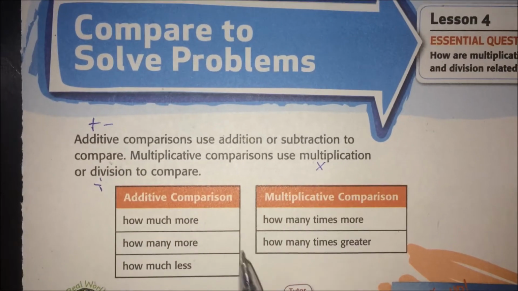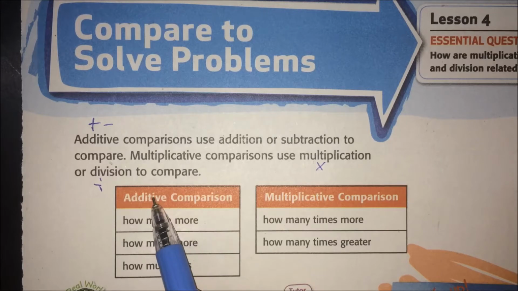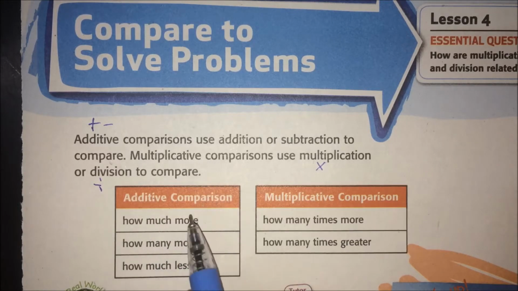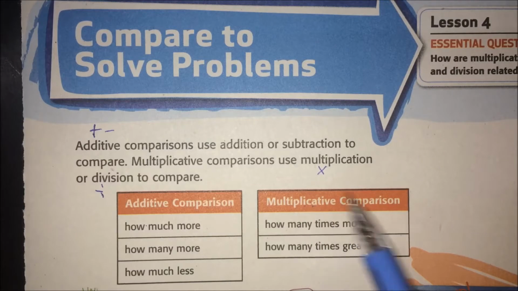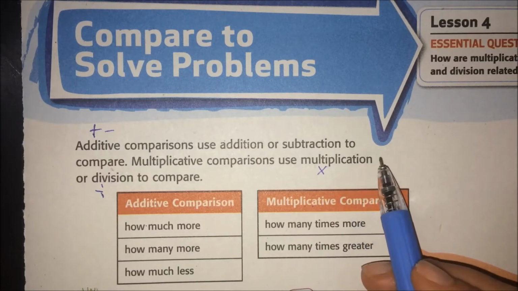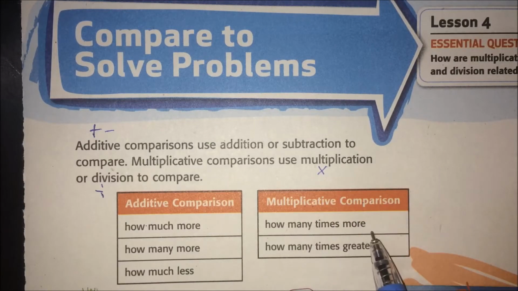Okay, so let's look at the key words here. Additive, so addition or subtraction: how much more, how many more, how much less. Over here you have the multiplicative comparison, so multiplication and division: how many times more, how many times greater.